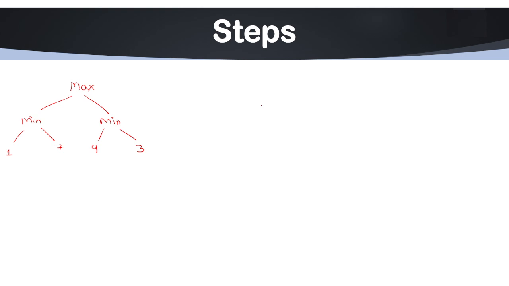This can also be represented as a square, as max is represented by a small square, then min is represented by a small circle. The next terms are 1, 7, 9 and 3. We can write any other term here. So these are the equal representations of the min-max search algorithm.